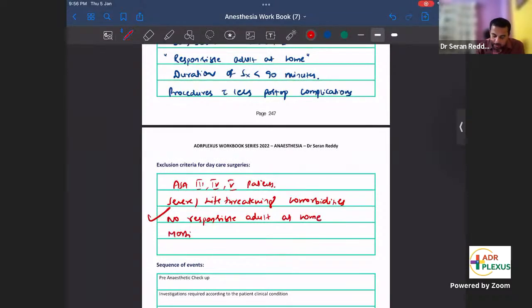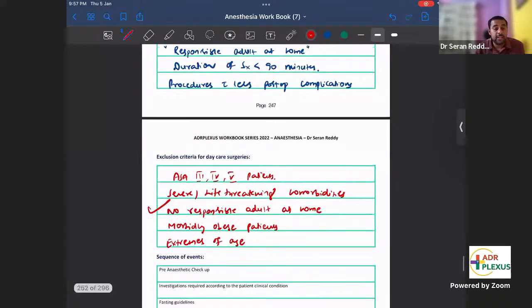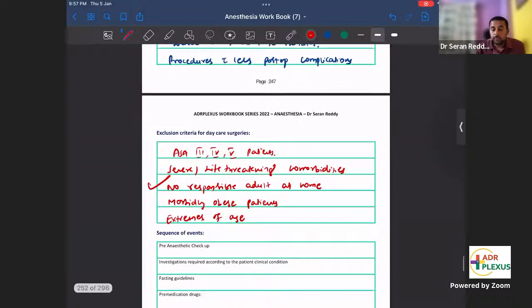Morbidly obese patients, and those with extremes of age. Extremes of age, that is very old age patients and premature infants, are contraindicated. These are the exclusion criteria.